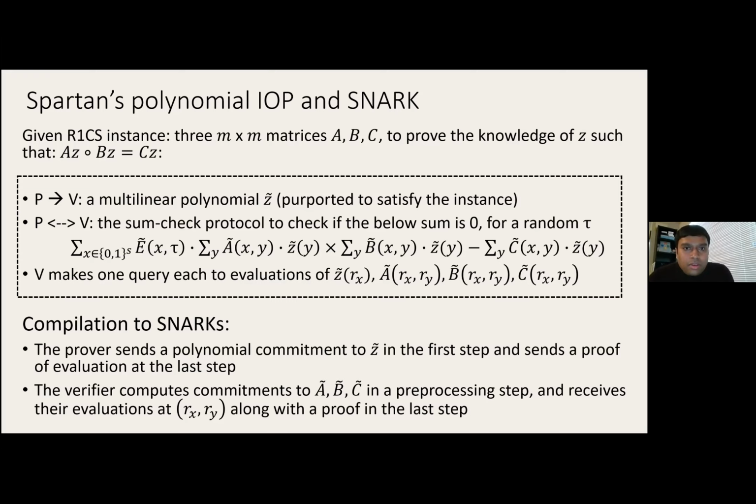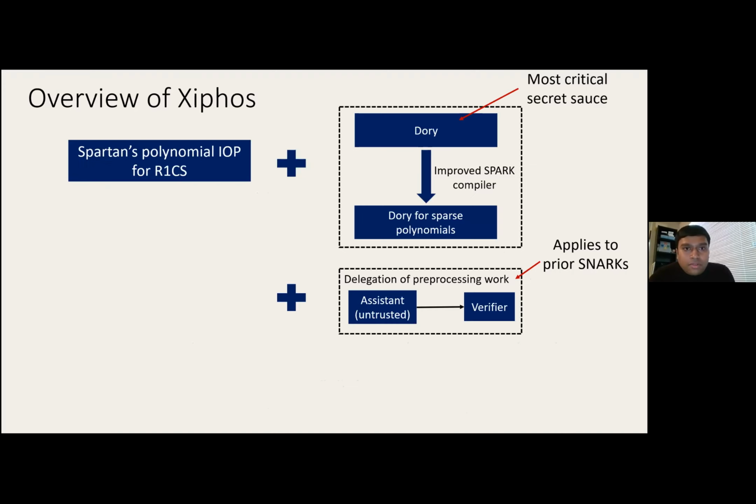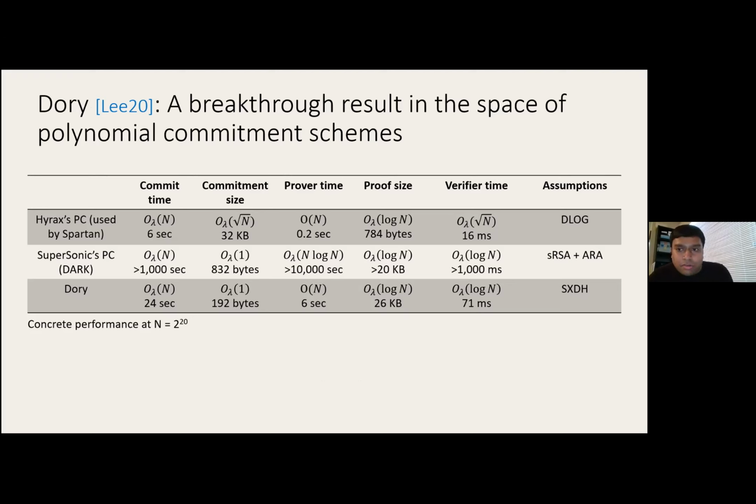Once we have this polynomial IOP, to get a SNARK, we need a polynomial commitment scheme. So in Xiphos, the polynomial commitment scheme that we use is Dory. Here is one slide that I made on Dory. And I personally think this is a breakthrough result in the space of polynomial commitment schemes. I've compared Dory's asymptotics and concrete costs with 2 other transparent polynomial commitment schemes. One of them is the scheme that's in Hyrax, which is also used in Spartan. And then the second row depicts cost under Supersonic's polynomial commitment scheme called DARK.